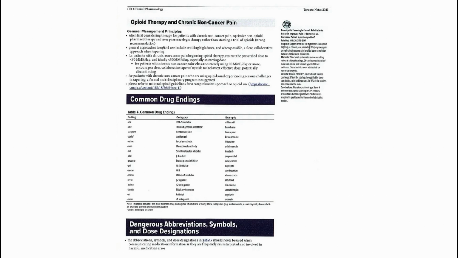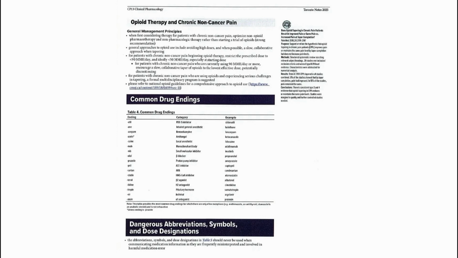Table 4. Common drug endings. Now let's review Table 4, which lists common medication suffixes. Recognizing these endings helps identify drug classes quickly during clinical practice and examinations. AFIL represents PDE5 inhibitors. Examples include sildenafil. These drugs are commonly used for erectile dysfunction and pulmonary hypertension.